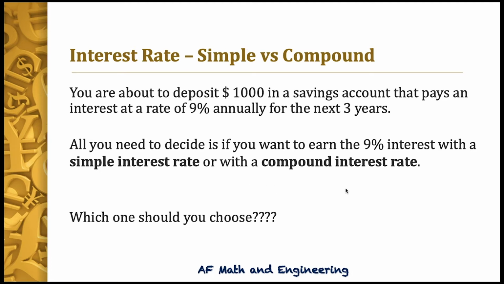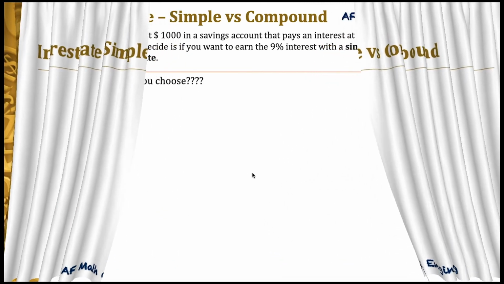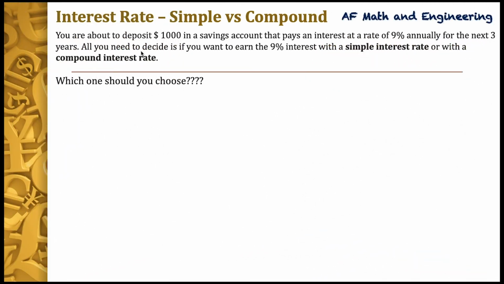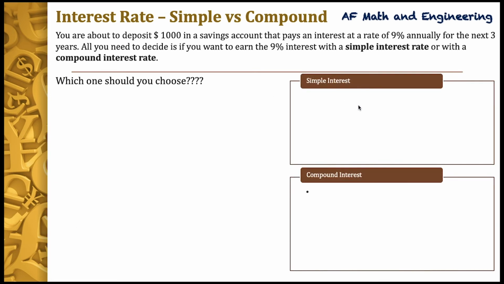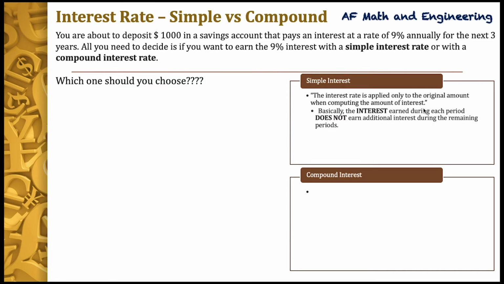So let's open up the curtains here. Let's place the question here at the top, and let us start with some basic definitions. Simple interest: the interest rate is applied only to the original amount when computing the amount of interest. Basically, the interest earned during each period does not earn additional interest during the remaining periods. You can pause the video for a minute, read the definition, and try to understand it, and if you didn't, it's okay. Hopefully, through the example, you will get it.